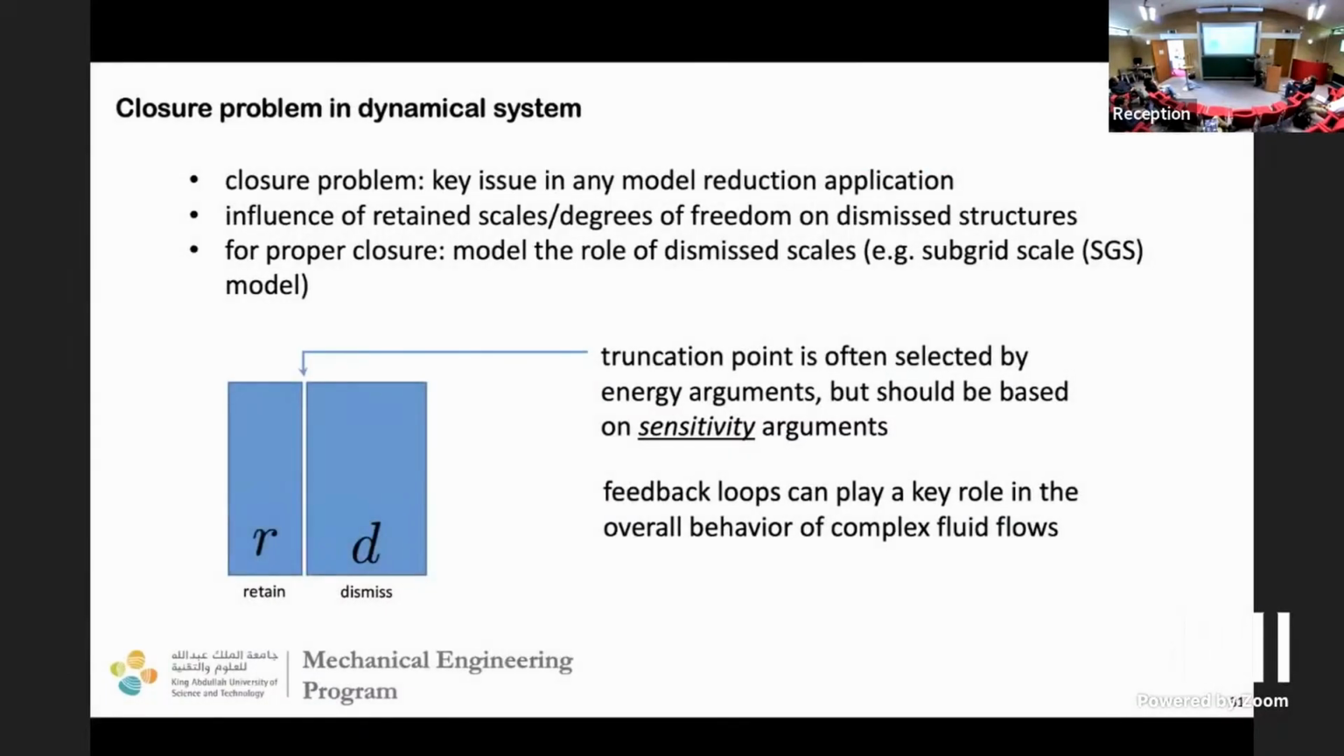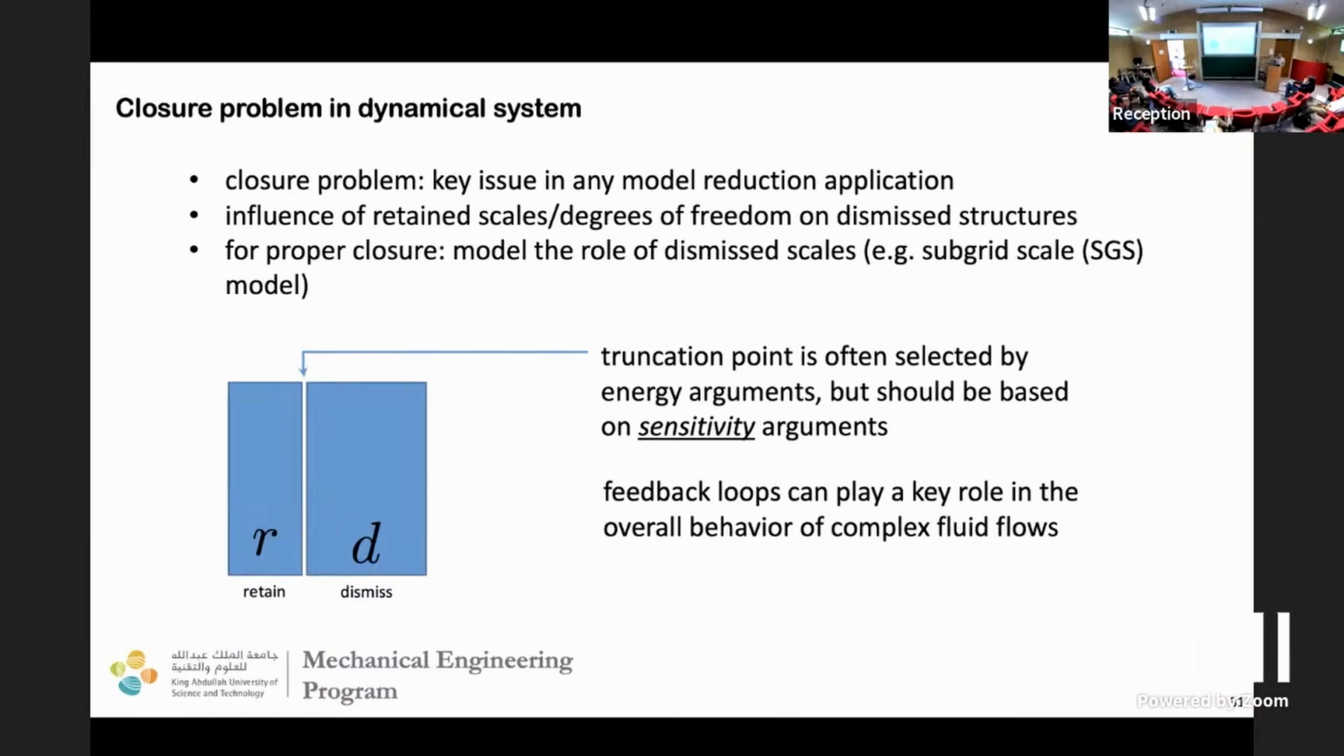So this is usually what we have. We have some scales that we calculate, that could be POD modes or something, that we retain, and the other ones that we dismiss. We're going to call them R and D. And the truncation point, I also want to point out, is an issue for discussion, maybe a little later. The truncation point is often selected by energy arguments.